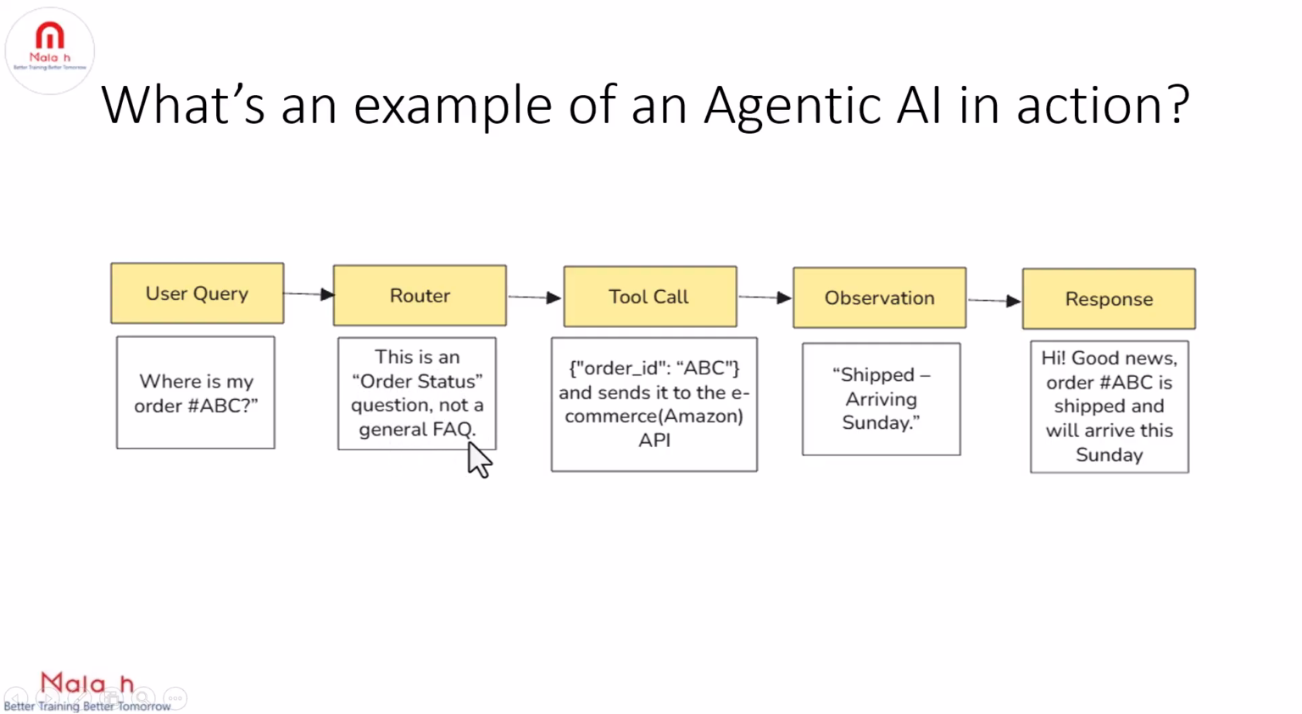And then the agent prepares a structured request like this, order_ID as ABC, and sends it to the Amazon API. Let's assume it's an Amazon order, okay? And then the API responds with the order status, shipped, arriving Sunday. And then the agent turns this into friendly language: Hi, good news, order number ABC is shipped and will arrive this Sunday. So this is an example of an AI agent in action.